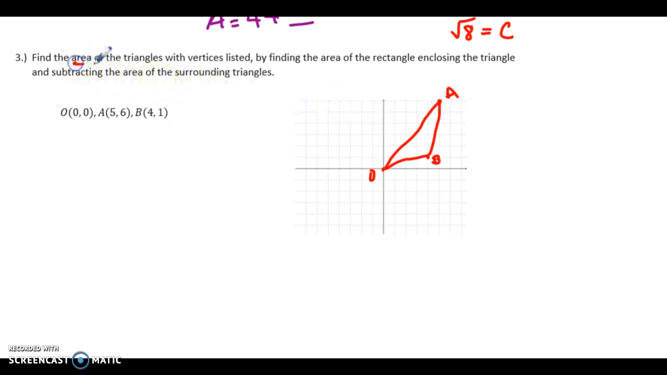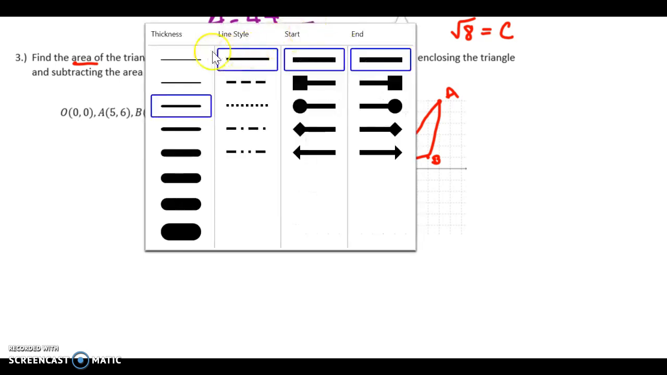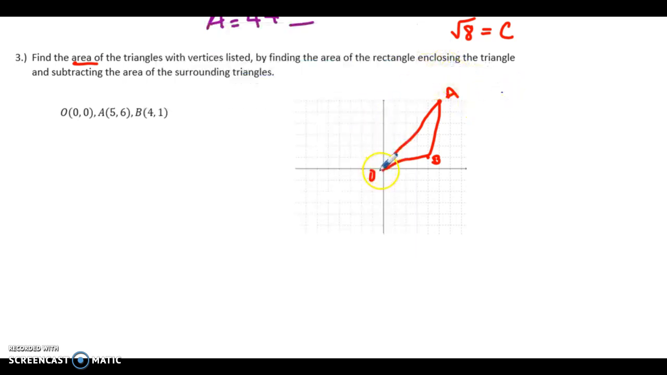It says find the area of the triangle with the vertices listed. Since all of these sides are slanted, there's no easy way to find a base and a height. So we learned a strategy in class today, which was kind of boxing in the shape. So I'm going to box it in by drawing a rectangle that goes up over to A, all the way down and over back to O.